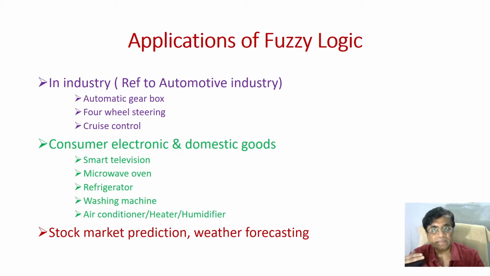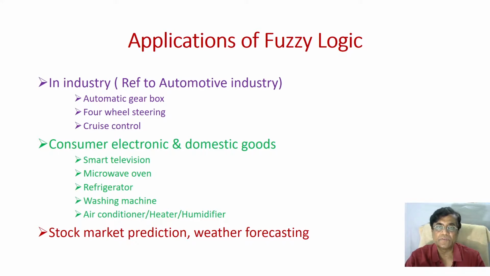It is analyzing, say, that your car is climbing a steep hill, so you need to lower the gear, and automatically it has to be done. You do not know, but fuzzy logic, together with the actuating, control and sensory devices, is actually doing that. So in automatic transmission, and similarly in four-wheel steering.